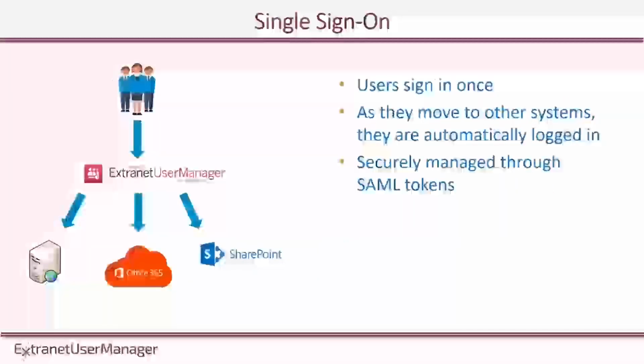A single sign-on, so if we're dealing with multiple systems, maybe it's hybrid on-premise SharePoint and Office 365, maybe you've got your own custom apps, you've got external SaaS providers like D2L that you're going to, users sign in once, and then as they move from system to system, they're automatically logged in. It's all securely managed through SAML tokens, which are an industry standard way of doing that. Currently done with WS-Fed, we're actually moving to a new OpenID Connect, more modern approach to doing that as part of our upcoming release as well.